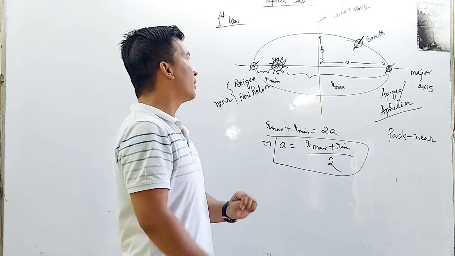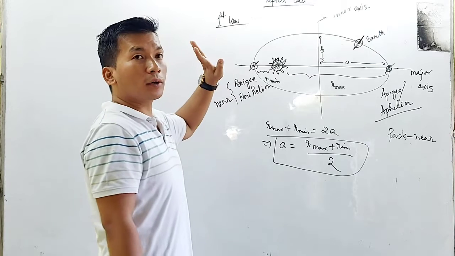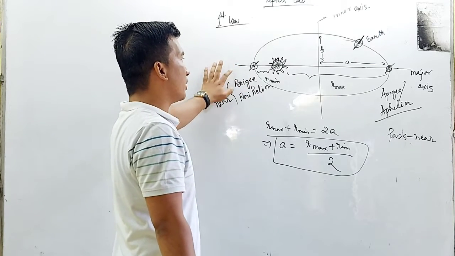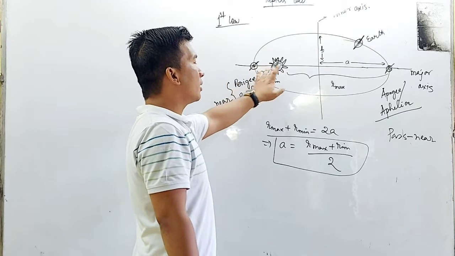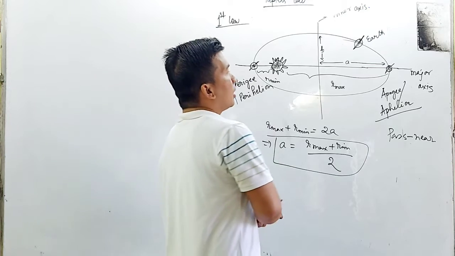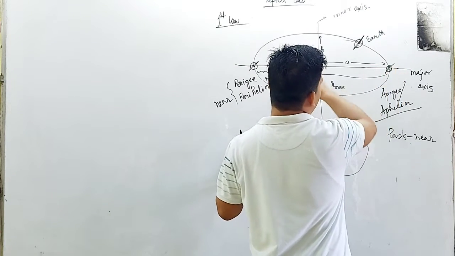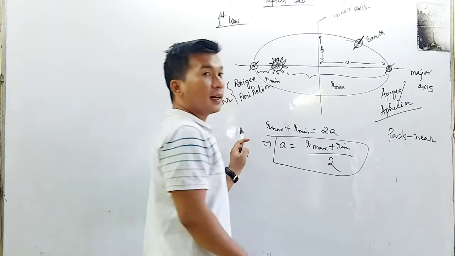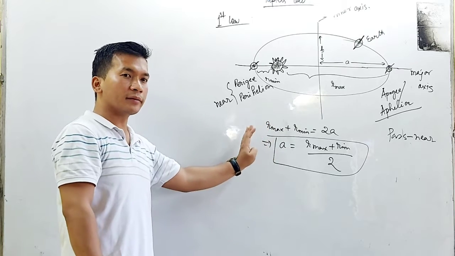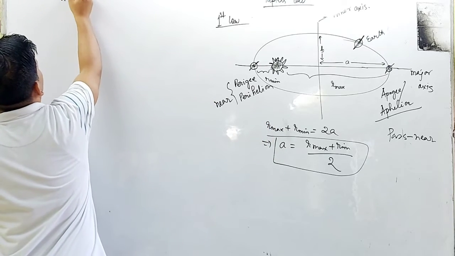The nearest position will be known as perigee, and the distance will be known as perihelion. The longest, the farthest point is called apogee, and the distance will be known as aphelion. This is not so important; the second law is more important.